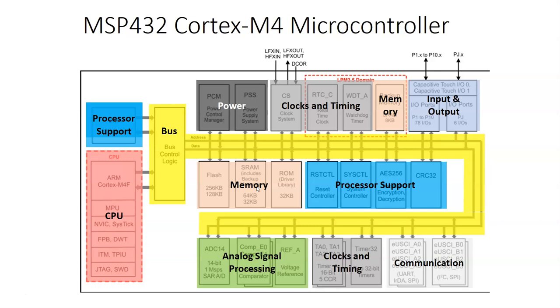On the right-hand side of the diagram here, we have our different types of memory, the flash, SRAM. We have some logic for adjusting the power for the chip. We have a clock system with different configuration options. We also have a set of timers, including a real-time clock and a watchdog timer. We have special logic for the processing of analog signals and other types of input, output, and communication interfaces.